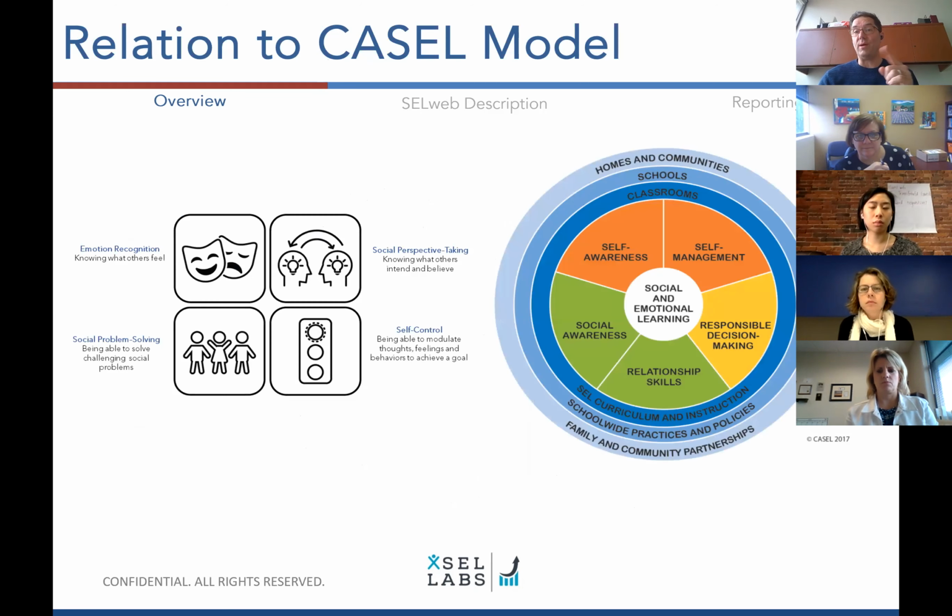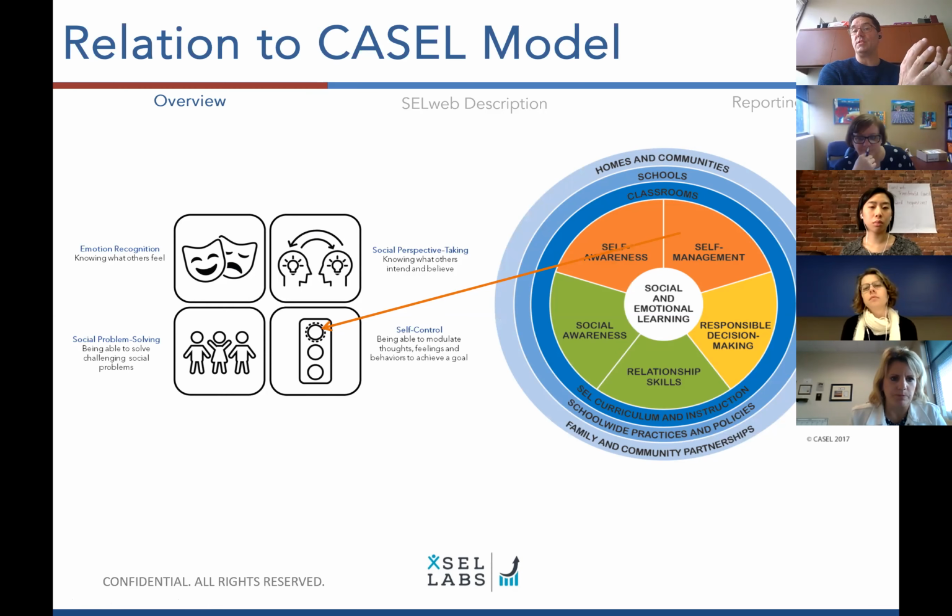In fact, these dimensions overlap the CASEL model of social and emotional learning. What we call emotion recognition and social perspective taking are related to what CASEL calls social awareness. What we call social problem solving is a part of what CASEL calls responsible decision making, and what we call self-control is a part of what CASEL calls self-management. So everything that CellWeb is designed to assess is represented in the CASEL model and other models of SEL. Not everything in the CASEL model is measured by CellWeb, though.